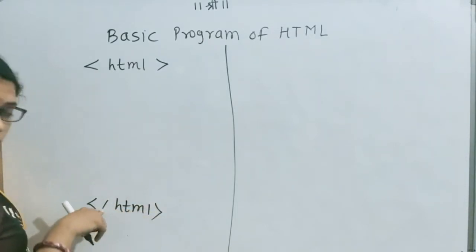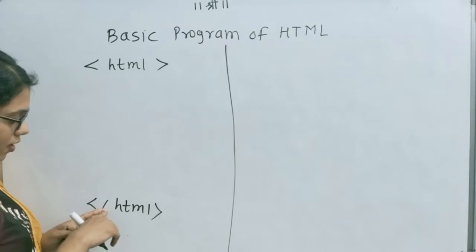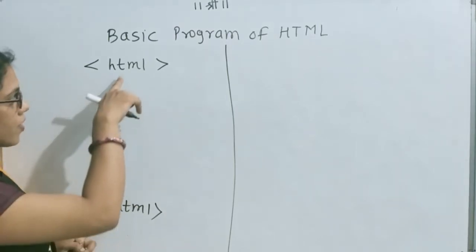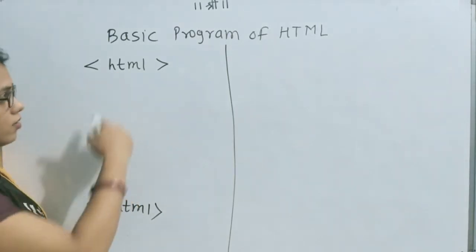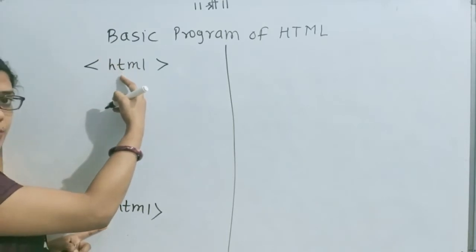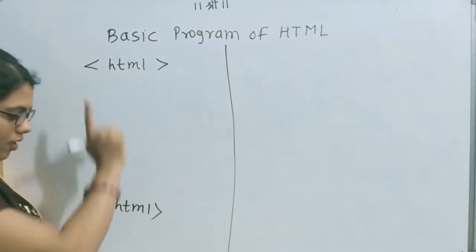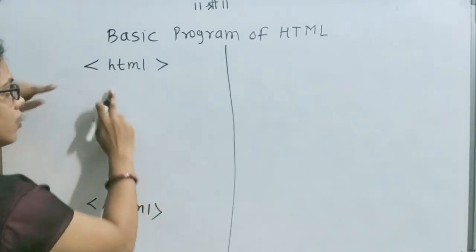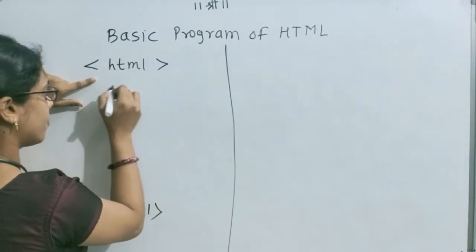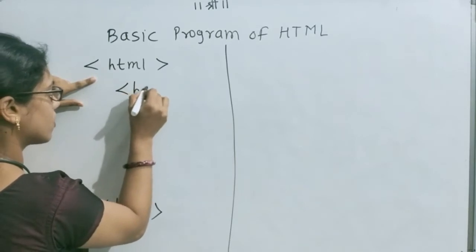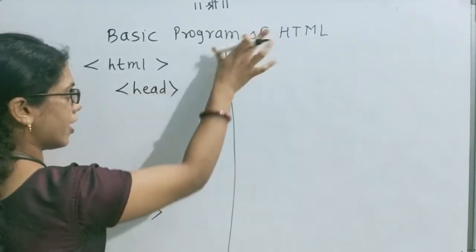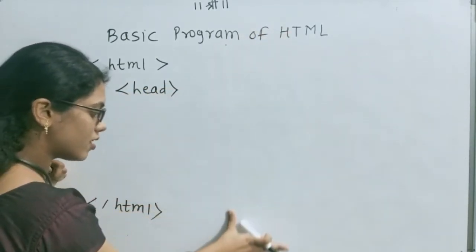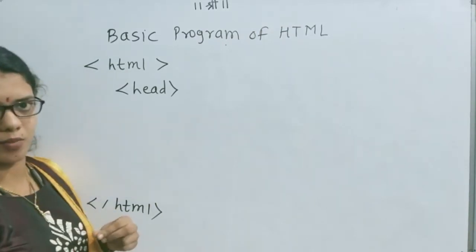The difference is only the forward slash. Forward slash is extra in the ending tag. Start tag, end tag. This represents the beginning of the HTML file. This represents the ending of the HTML file. HTML tag. Then the second part is the head tag.